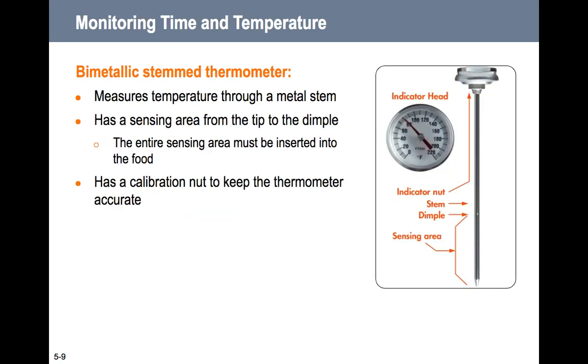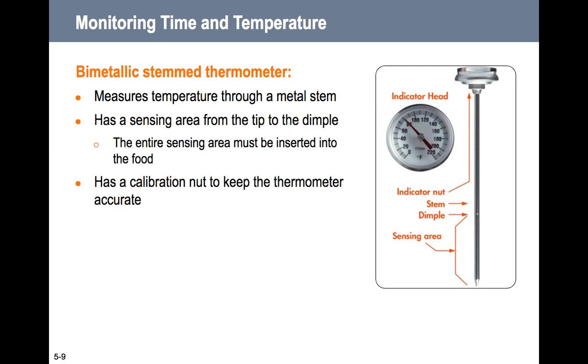So let's take a look at some different ways of monitoring time and temperature. We're going to start off with several different types of thermometers. Your first type, which you've probably commonly seen your chef and culinary arts instructors use, is the bimetallic stem thermometer. This measures the temperature through a metal stem. It has a sensing area from the tip to the dimple, and the entire sensing area must be inserted into the food. It has a calibration nut to keep the thermometer accurate.